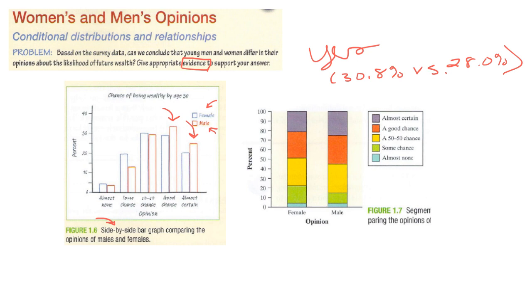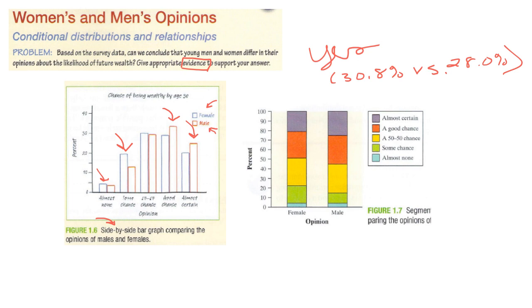We could also use the evidence from the some chance and almost none categories: the percentages of females that hold opinions where they believe they will not be rich by the age of 30 are higher.